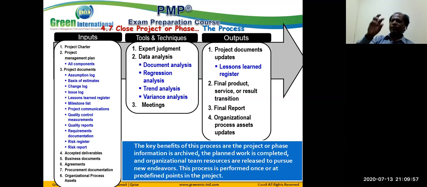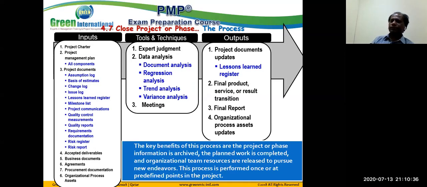So we look at the various variables related to the snags. We put them on XY axes to understand whether the variables are related to each other or independent, so that we can accordingly come up with a solution for resolving these issues to close out the problem. That's called regression analysis. Trend analysis we know, variance analysis we know. Meetings: most of the time, meetings is the technique. Why? We are sitting down in the closeout meetings and trying to collect the information and the data necessary for demonstrating the project work is completed successfully.